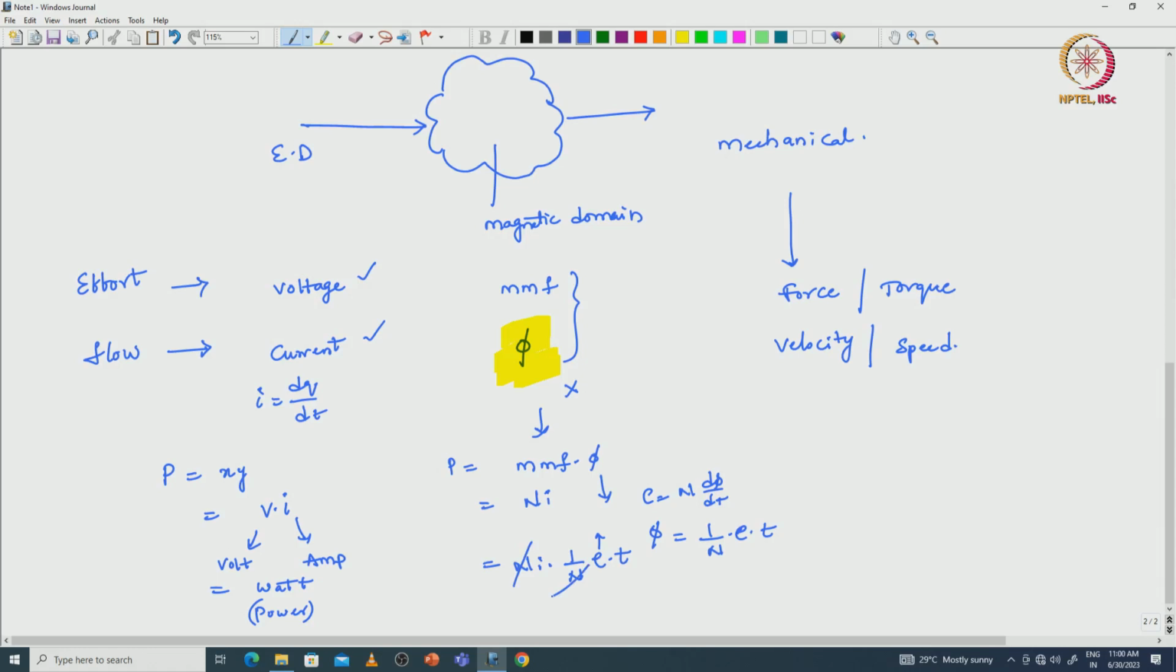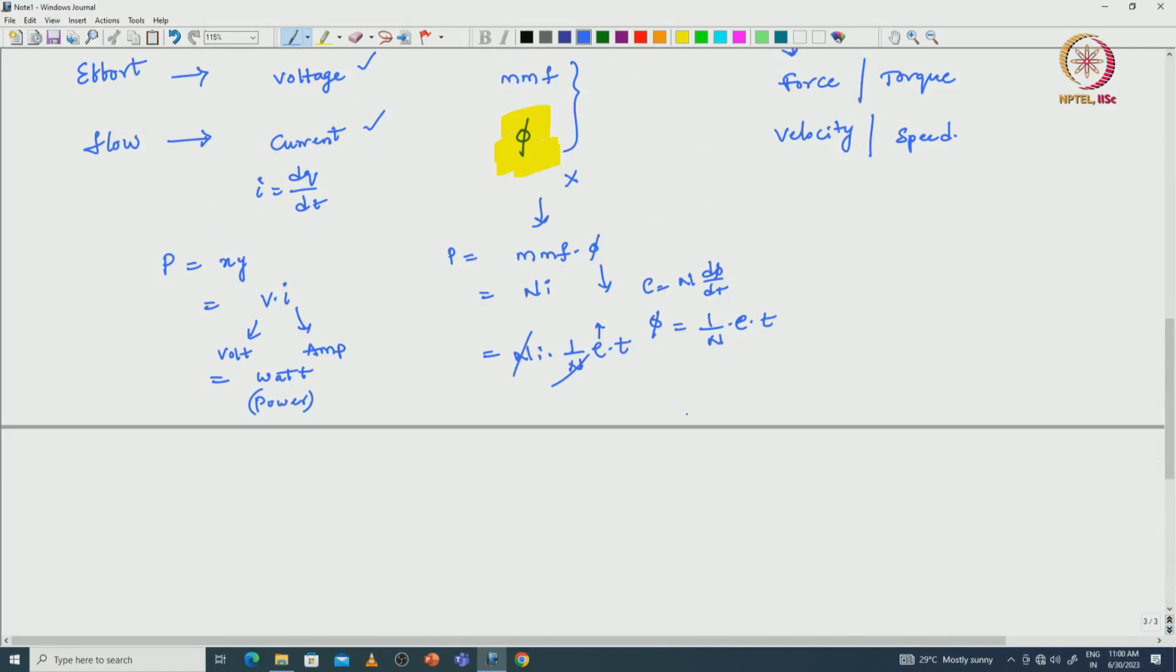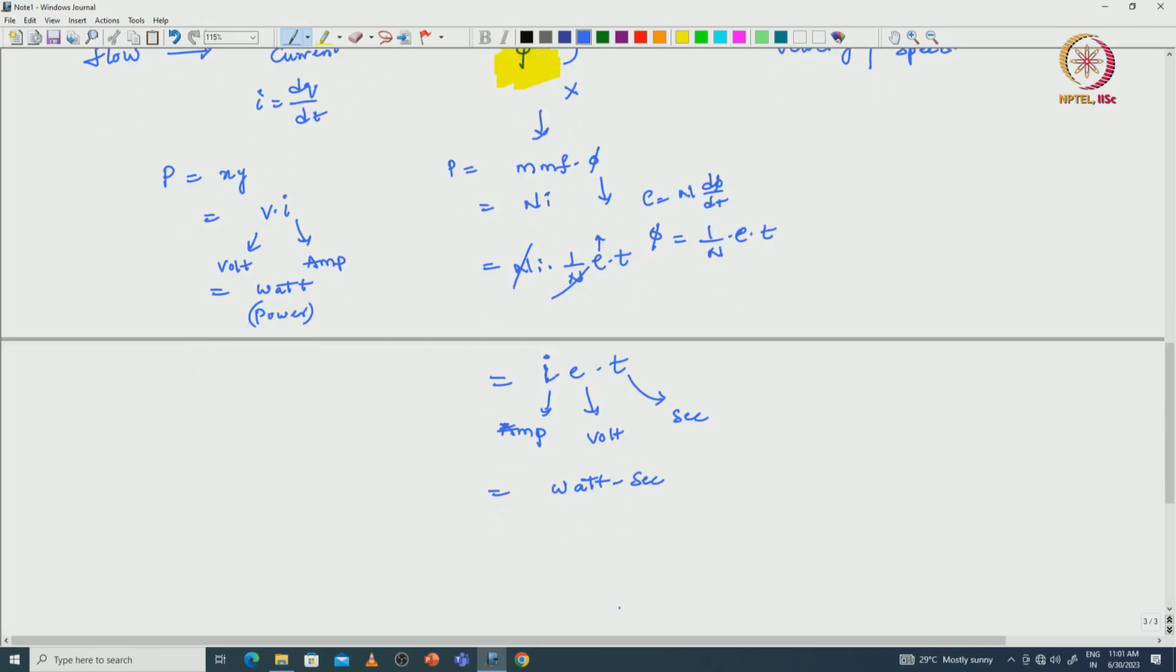N and N will be cancelled. Okay. The final equation we can see I into E into T, time. I is nothing but what? Ampere. Induced EMF in volt, time in seconds. So, if we do the product, it is watt second. Watt second is what? Energy.